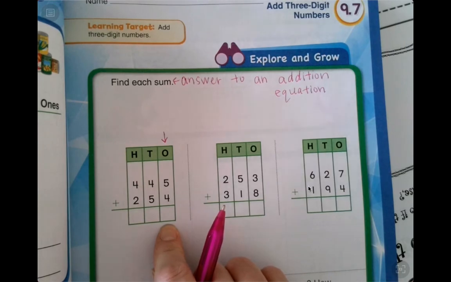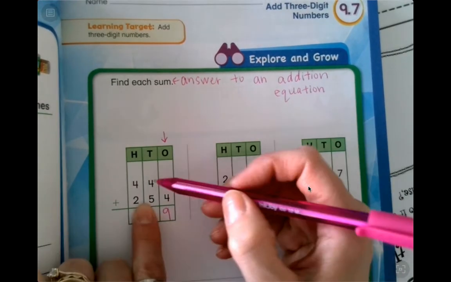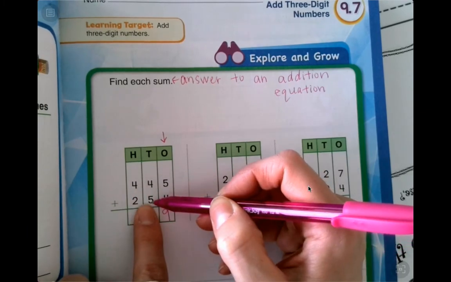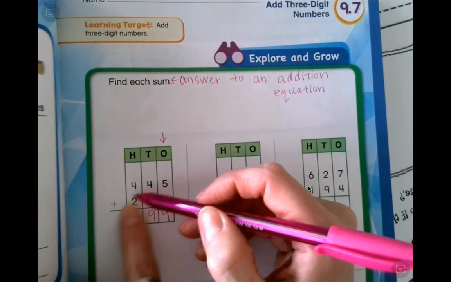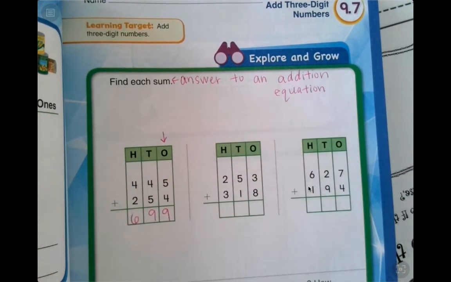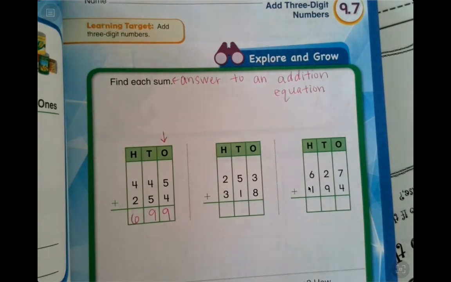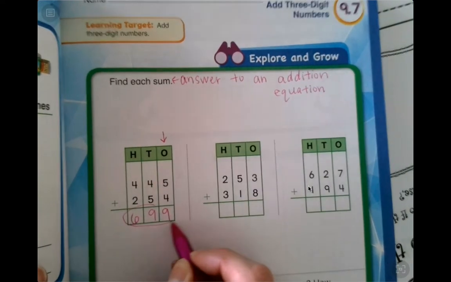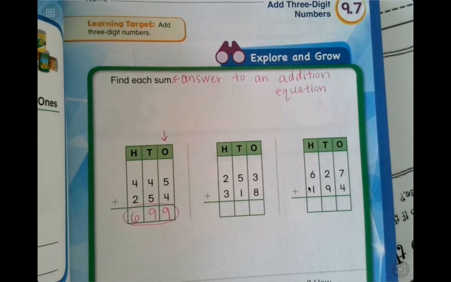Okay, I don't need to carry anything, so I just write down 9. Then my 4 plus 5, 9. And then my 4 plus 2. Okay, once you have your answer, I always like to circle my answer. So I'm going to circle my answer.